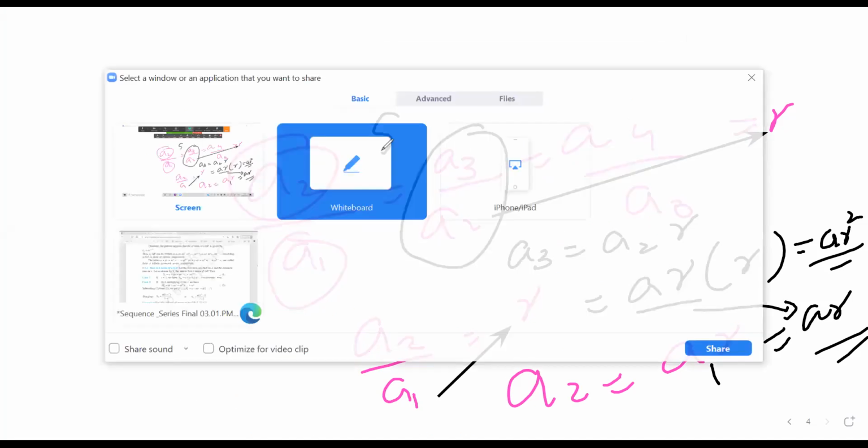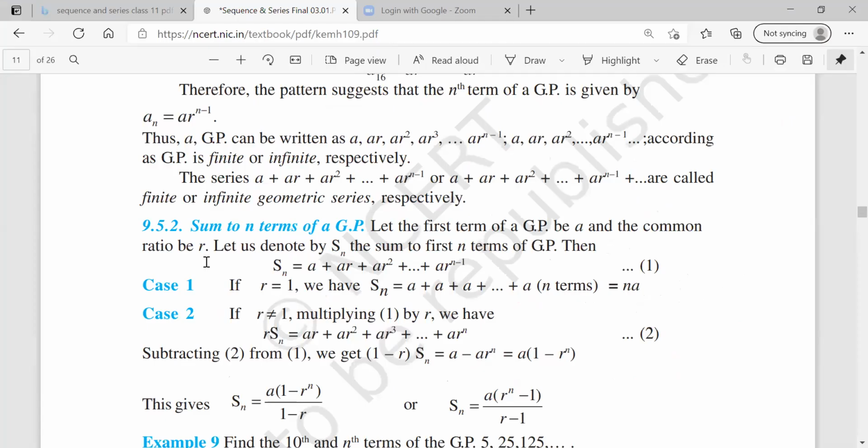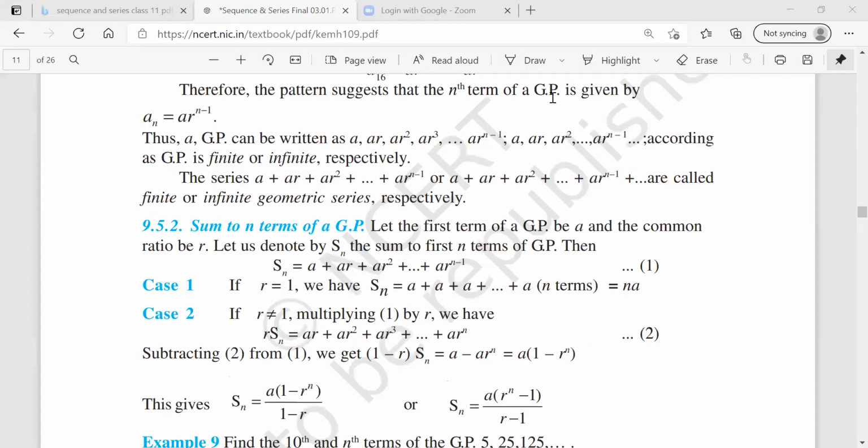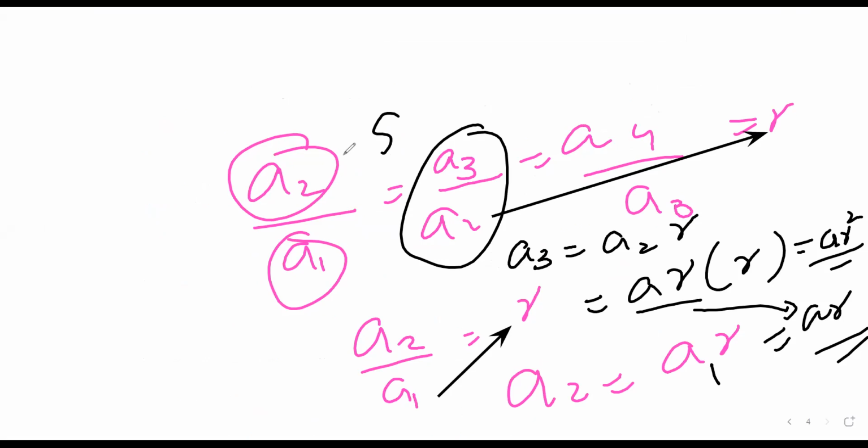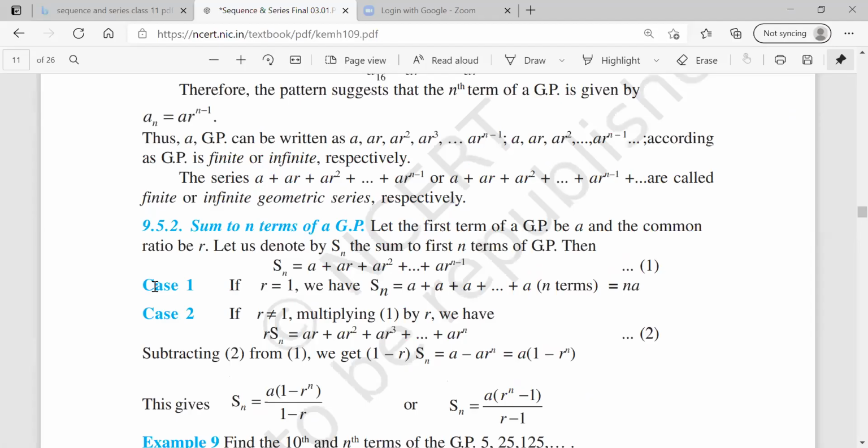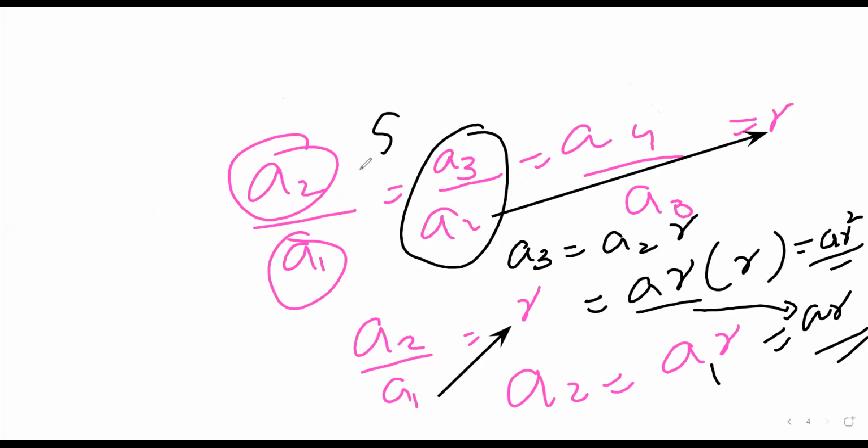Okay, I think I'll draw it. So for those who couldn't hear this, what I was explaining here is how we got this particular thing: a plus aR plus aR square, up to aR power n minus 1. So a is my first term, aR is my second term. Very easy concept only. We need not mug up anything.